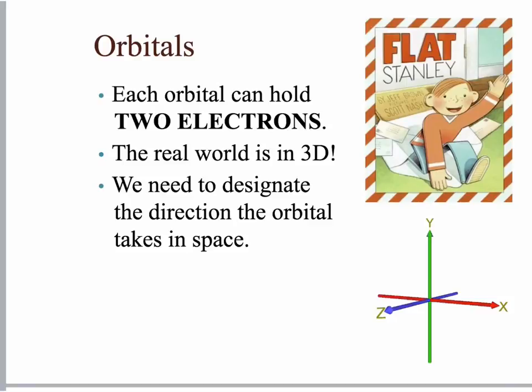Now the next quantum number has to do with the orbital. Remember, each orbital can hold 2 electrons. We kind of talked about that already. The real world is 3D, so instead of just an X and a Y axis, it's better to think of it as the X, Y, and Z axes. And they kind of come out at you, that Z axis. So we need to designate the direction of the orbital and the direction it takes up in space.